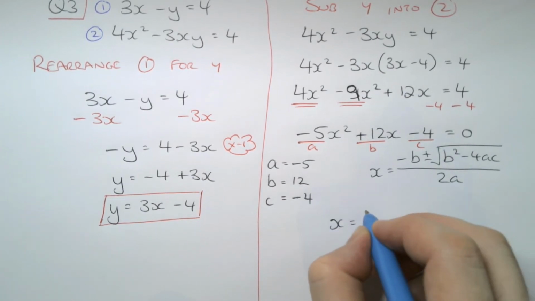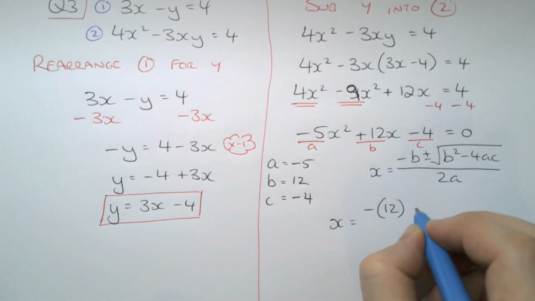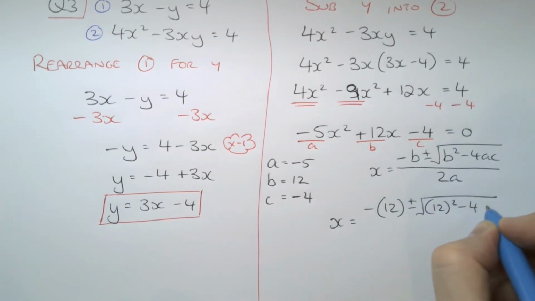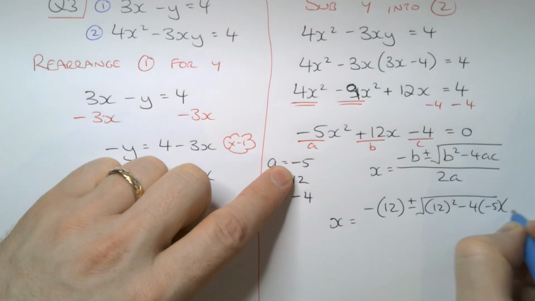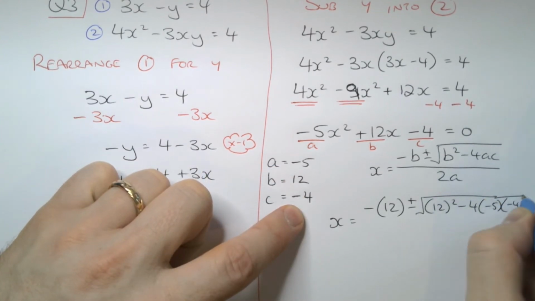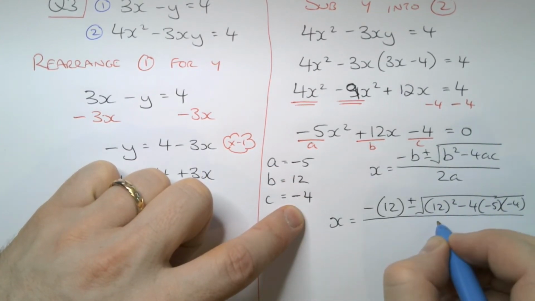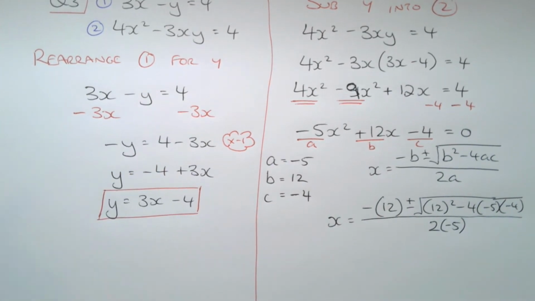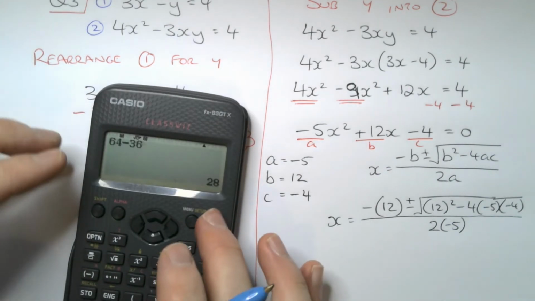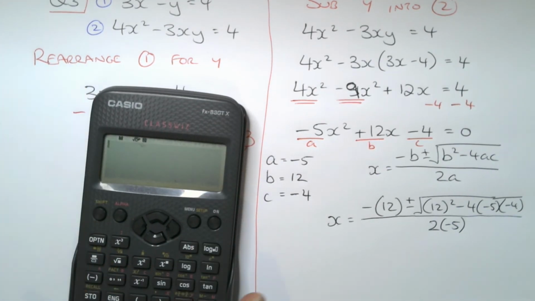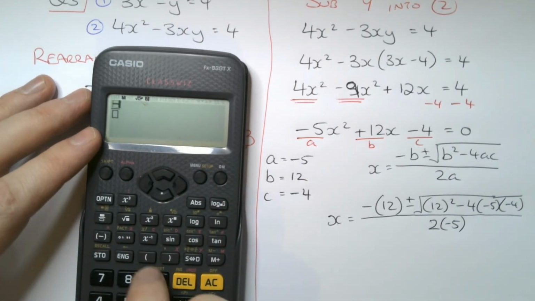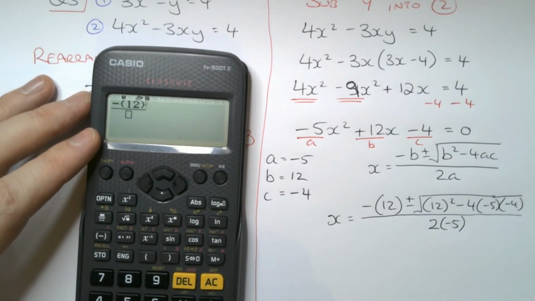So I get x equals minus my b, which is 12, plus or minus the square root of 12 squared minus 4 by a, which is minus 5, by c, which was minus 4, all over 2 by minus 5. Now, I'm going to take the calculator and plug these in. You can go ahead and try this yourself first, but you can also just watch me doing it to check that you have the right technique. Always make sure you can do this in the calculator, because you'll be surprised the number of students that struggle with this part.